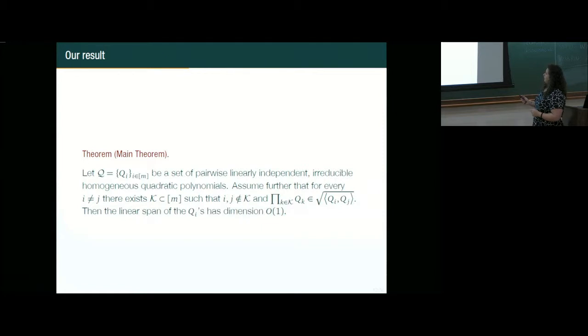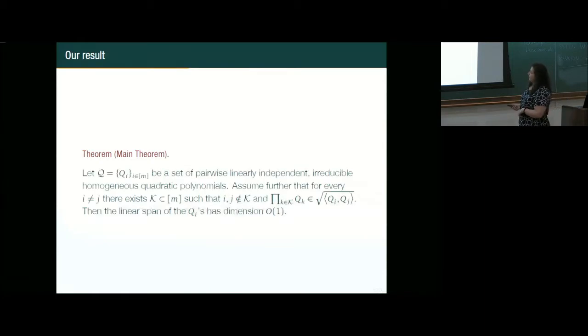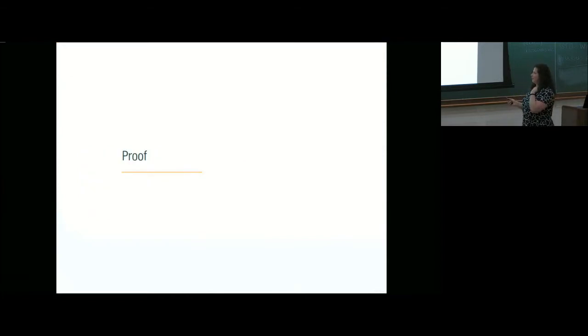Just one note: irreducibility is also crucial, and the statement is not true if I allow the polynomials to be reducible. So to achieve PIT, we need to work through this, but we'll talk about it at the end. In my talk, dimension is linear dimension. Every dimension that I prove is linear. So, proof.